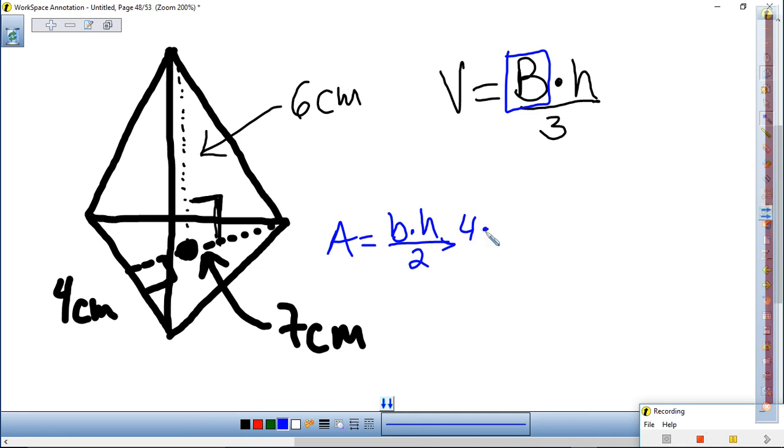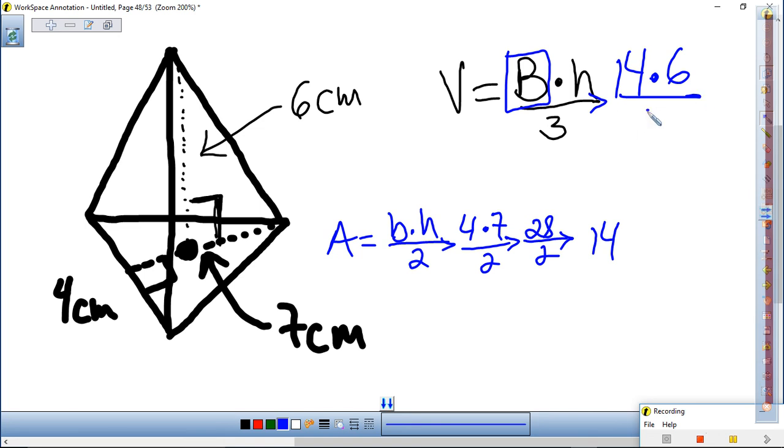Four times this base, 7 over 2. What is 4 times 7, everyone? 28 divided by 2. What is 28 divided by 2? 14. So that goes right there. So instead of the big B, I'm going to write 14 times. What is the height, everyone? 6, and whatever that is, divided by 3. Find me the volume, please. Volume of that pyramid.